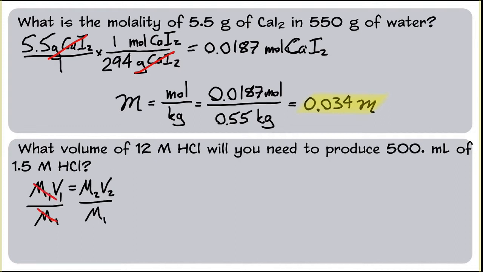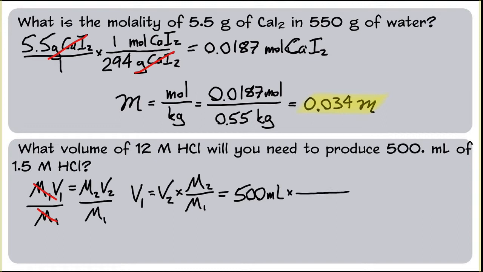And okay, so this cancels, and we end up with V1 is going to be equal to V2 times M2 over M1. And let me just go ahead and plug in my numbers. The ending volume is 500 milliliters. Doesn't have to be in liters. And the ending concentration is 1.5 molar. And the starting concentration is 12 molar. And you'll notice the molarities cancel, and the final unit is going to be in milliliters, which is okay. And so the final answer, we're allowed 2 sig figs, would be 62 milliliters. And that's how you do it. And that concludes this lesson.